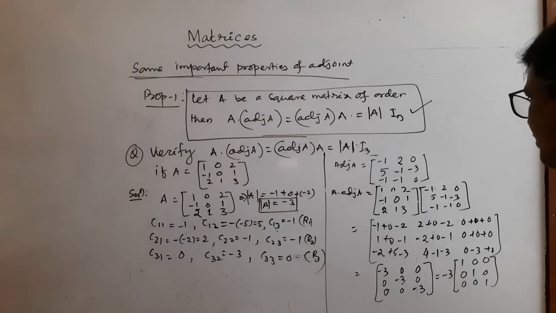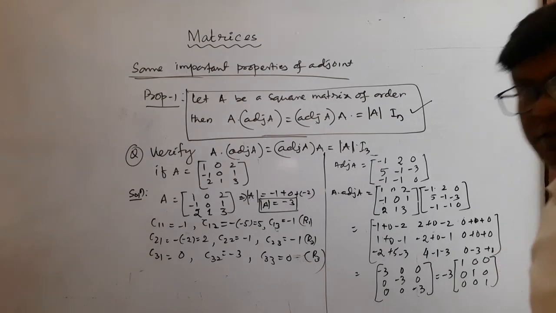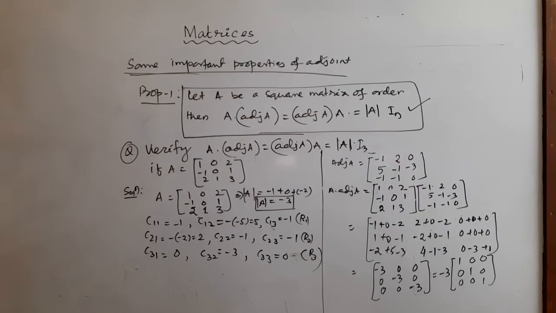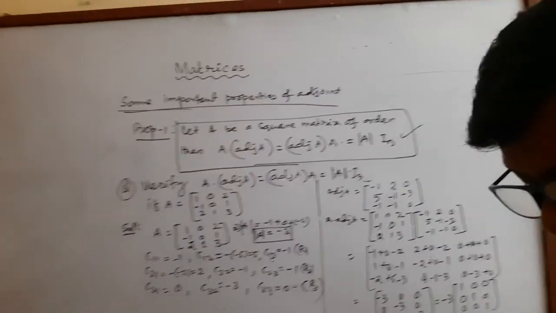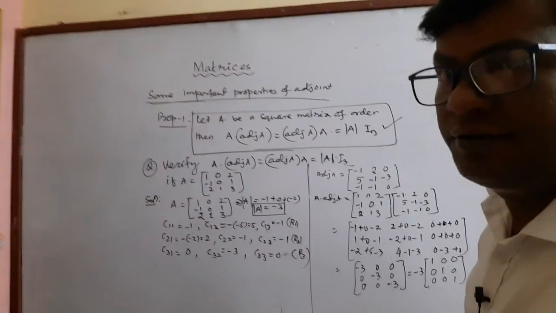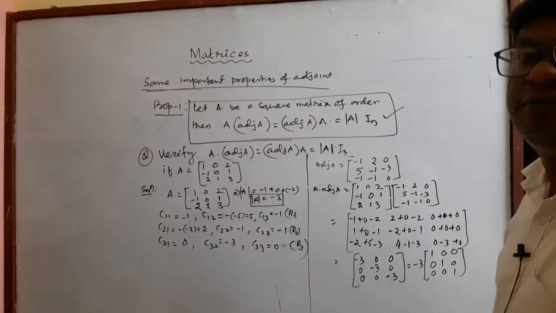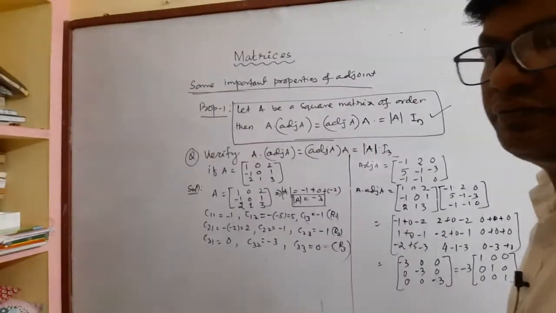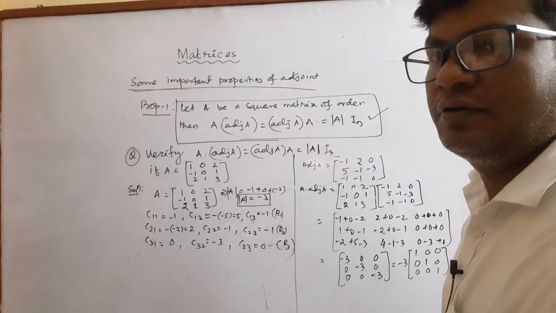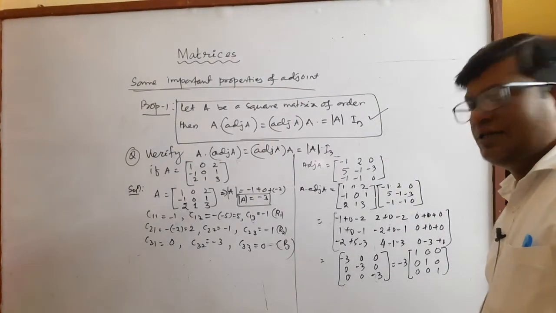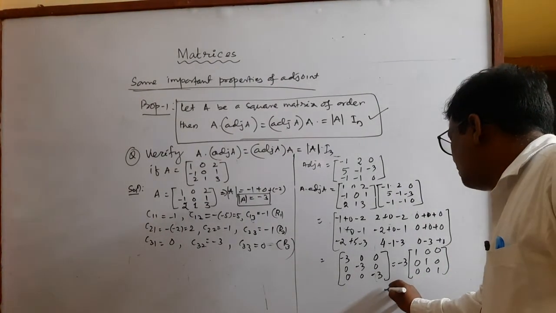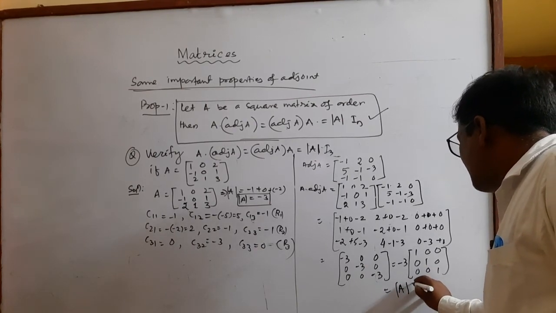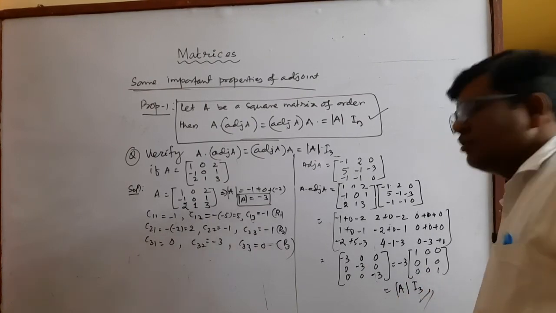So this is equal to adjoint A. So we get here A into adjoint A. This is equal to minus 3, which means determinant A, and this is I3, identity matrix of order 3.